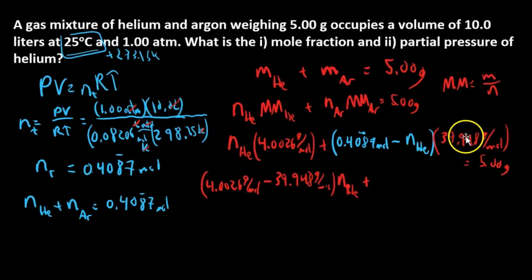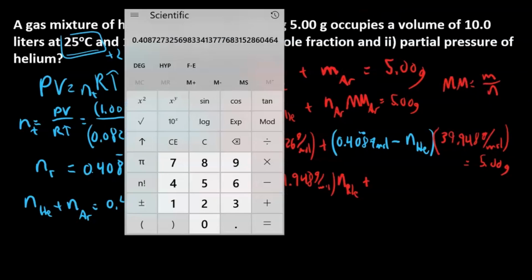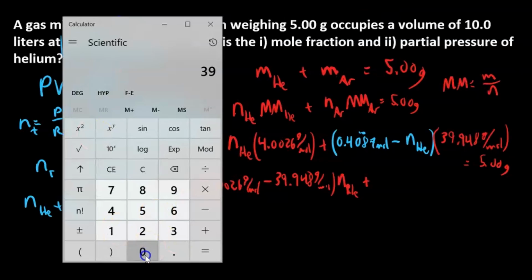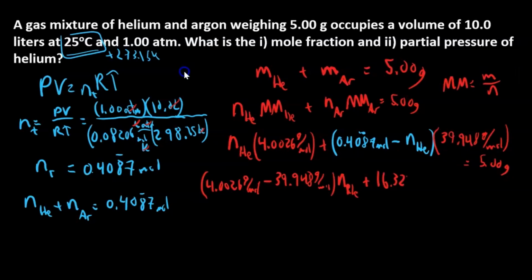Plus, now I'm going to multiply this 39 by this one because we're distributing this in. So 39.948 times 0.4087. It's sometimes best just to do one calculation at the very end. There's less chance of losing digits, losing precision, that sort of thing. I'm just going to run this in and keep a couple extras. So 16.327, and that'll be in grams because this is grams over moles. And all of that equals 5.00 grams.